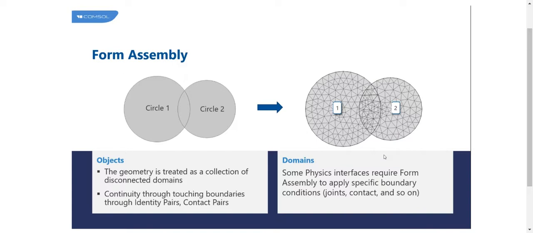And form assembly provides you the flexibility to apply the boundary condition as per your requirement, whether the equation that we are solving will be consistent or not. So that at the given interface, the dependent variables that you are calculating while solving the physics will be consistent or not, that additional flexibility is provided by the form assembly.